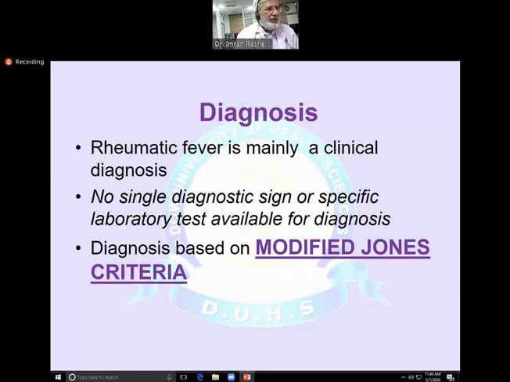Now the diagnosis. As we have just mentioned, the investigations are only supportive. Basically, rheumatic fever is a clinical diagnosis. No single diagnostic test or specific laboratory test is available for diagnosis of rheumatic fever. So basically, you have to rely on the modified Jones criteria. This criteria guides you on what parameters you will be noting while assessing someone for rheumatic fever. And if the child fulfills that criteria, then you can label that child as having rheumatic fever.